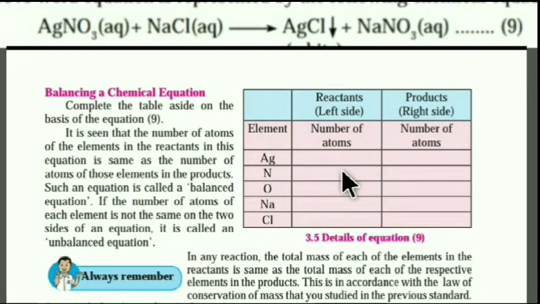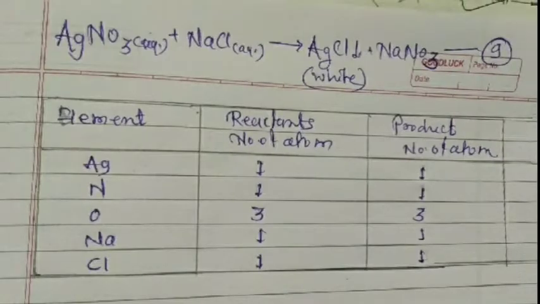In the second column, the reactants, the left side: the number of atoms in the reactants on the left side. Then the products on the right side. Here write the number of atoms that are present of these elements on the right side. Let us fill in the details of equation number 9. Let's see equation number 9.